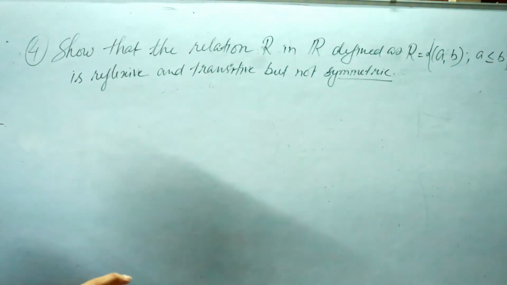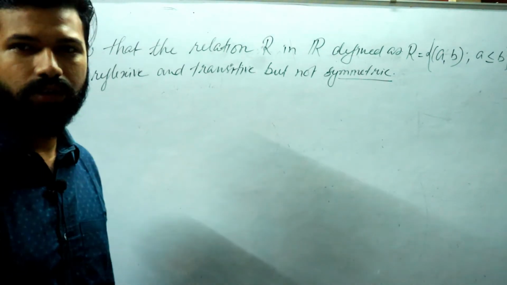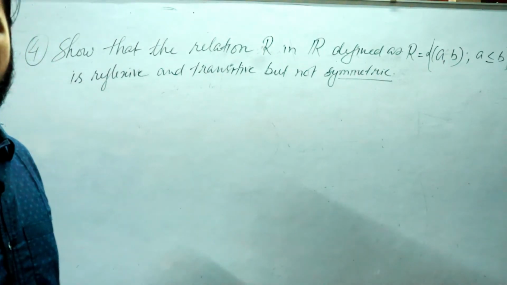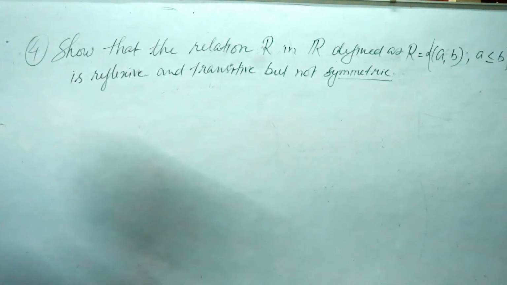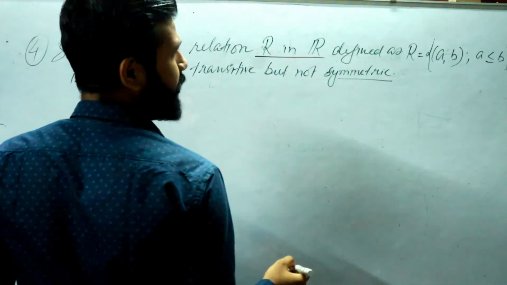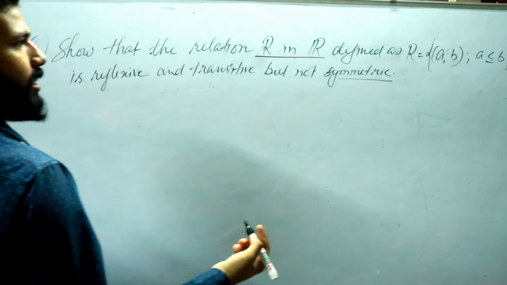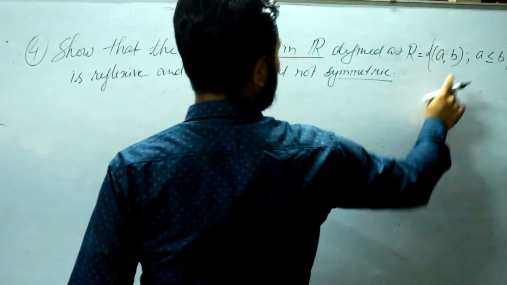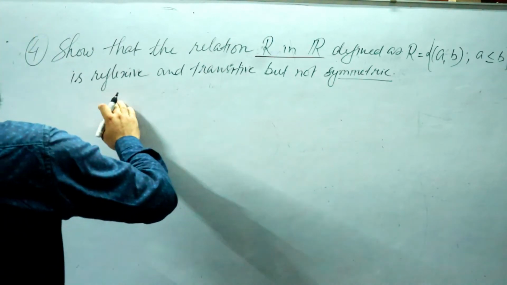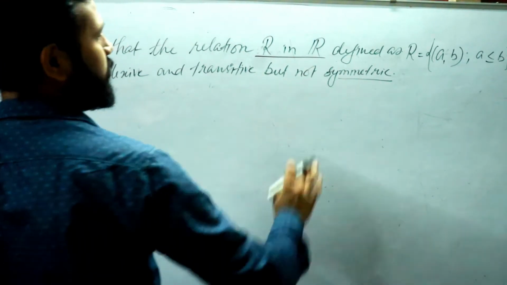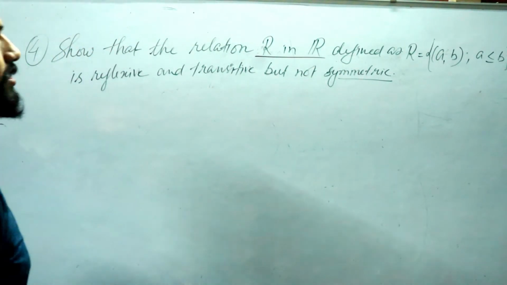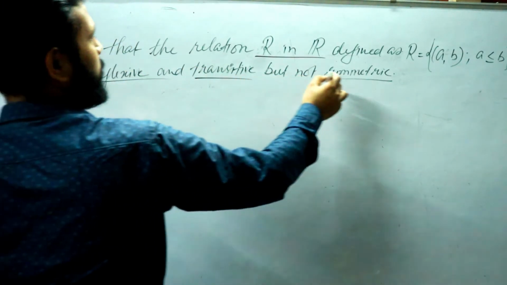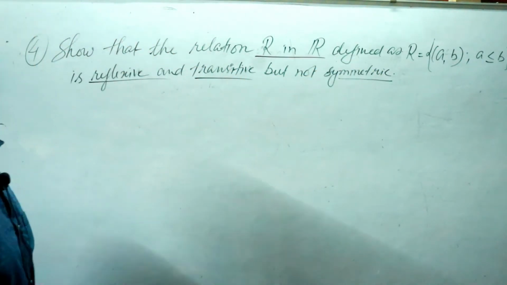So show that, and you try to solve the next few questions by yourself. It is a very easy question. Just understand and go on solving it. The relation R in R is defined as R = {(a, b) : a ≤ b}. Show that R is reflexive and transitive but not symmetric. The question says that it is reflexive and transitive but not symmetric. Let us go on solving it.